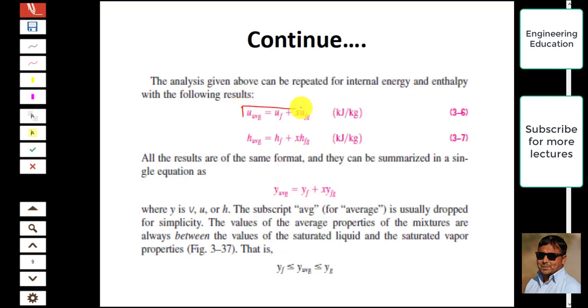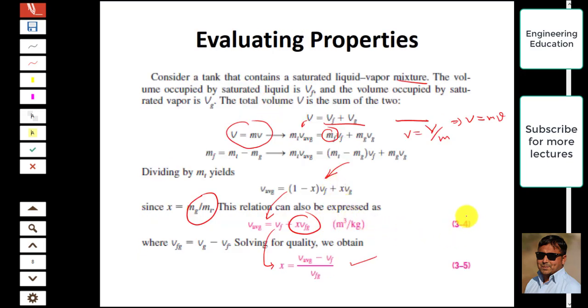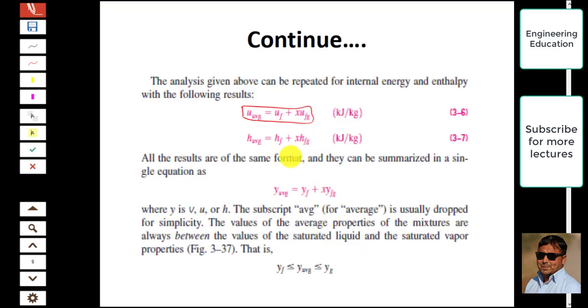Not only specific volume, we can also relate other properties. For example, for specific internal energy, we can use this expression on the pattern of equation 3.4 mentioned over here. For U it is Uf plus x Ufg, and for enthalpy it is Hf plus x Hfg. So generally we have an expression that is Y average is equal to Yf plus x Yfg. This expression is generalized, and we can replace Y by any property: specific enthalpy, specific internal energy, specific volume, etc.